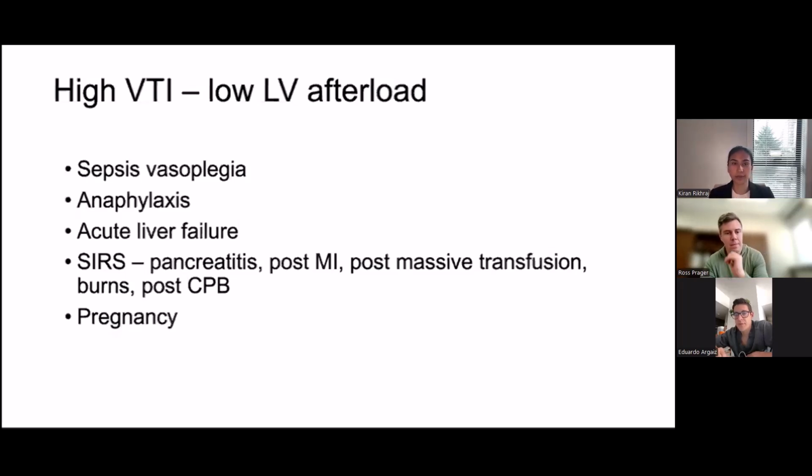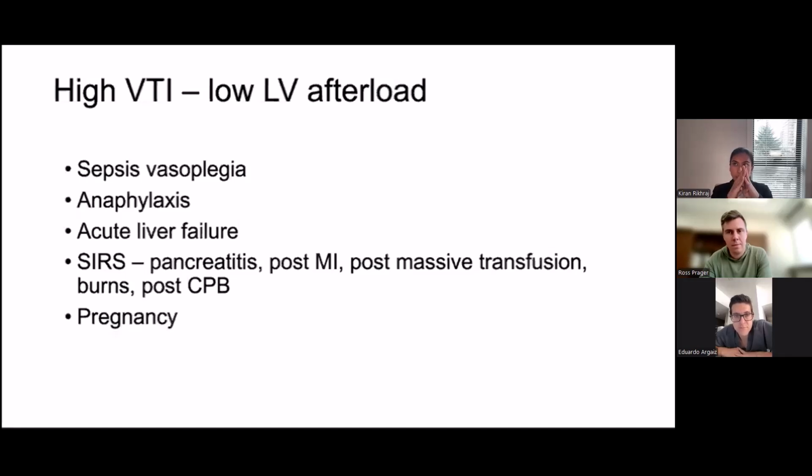Yeah, and I totally agree with that. And really, when I think of a high VTI, in my mind, there's less resistance for the heart to pump blood out. So I think of it really as a low LV afterload state. And that can have multiple different reasons, as you've described, whether that's sepsis, vasoplegia, anaphylaxis, acute liver failure, all the other causes that are listed here.